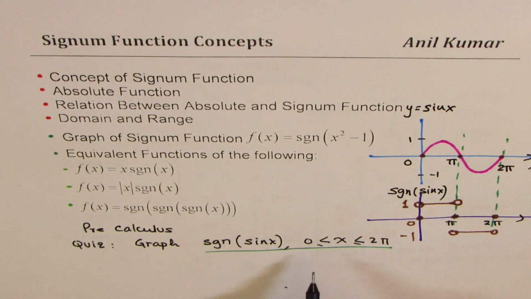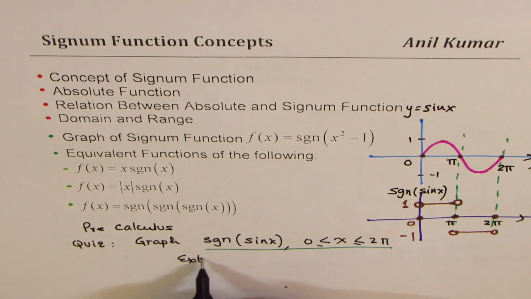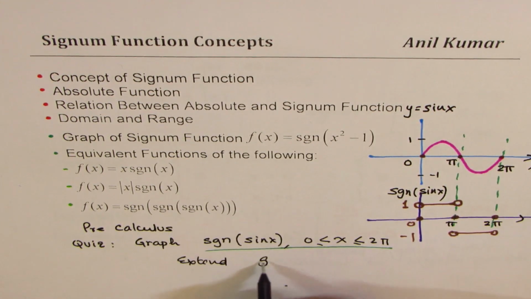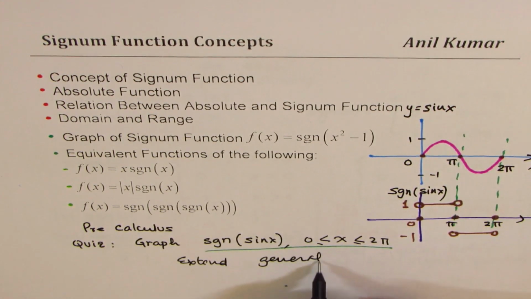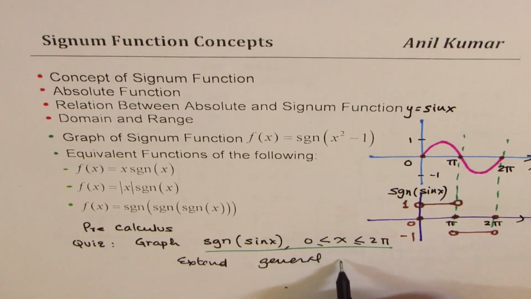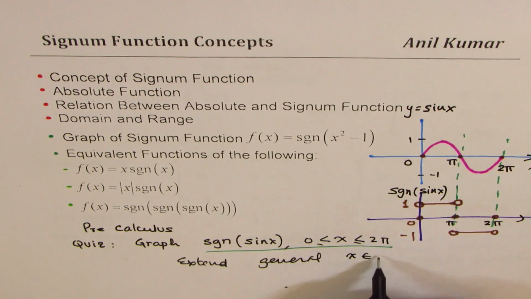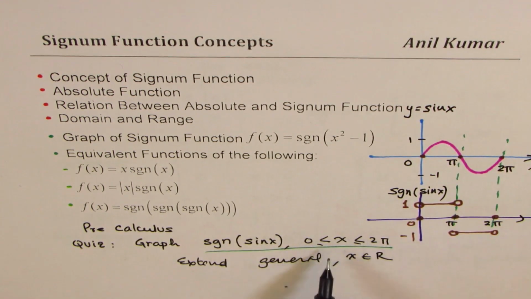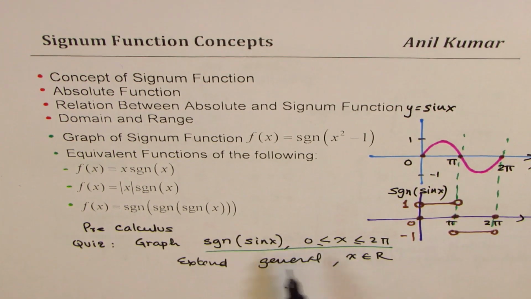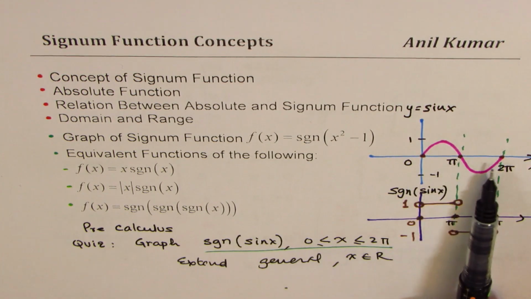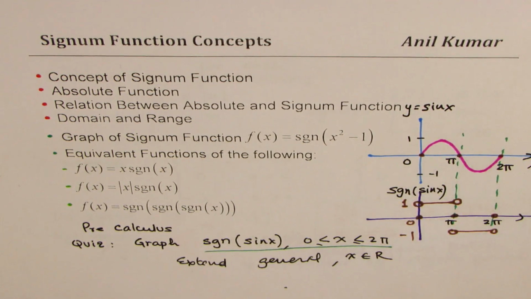Perfect. So I'd like you to extend this to the general form, right? So x belongs to, let's say, real numbers. So use when sine x is 0, n pi, correct? So that will help you to divide the interval and write properly the signum function for sine x. So I hope that helps.